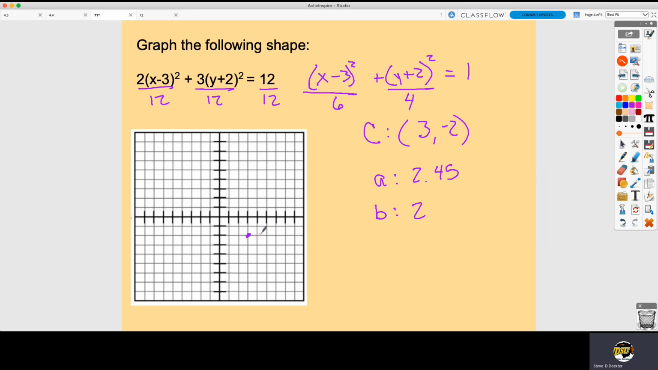Remember, a value you're counting right and left. So 1, 2, about 2.5. And then our b value is how much we're going up and down. So there's 2 and there's 2. All right, and this one's going to look really close to a circle here. You can see that this one's a little bit wider than it is taller. All right, but that's it. All right, questions at all?